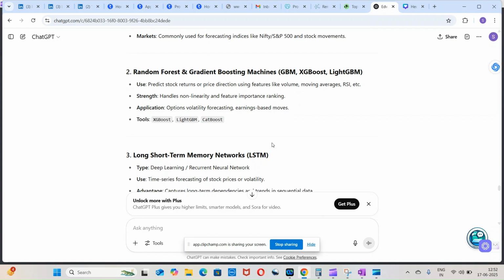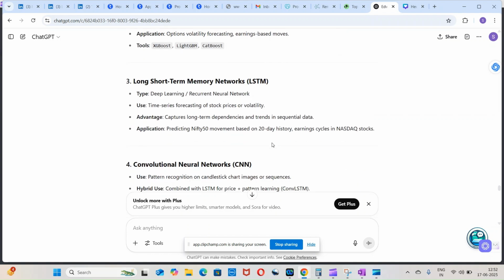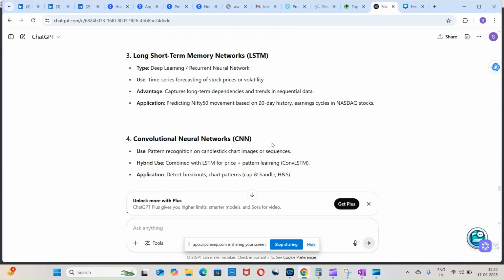These models can be used for long short-term memory networks. So LSTMs are deep learning recurrent neural networks, and these are used for time series forecasting of stock prices or volatility. The advantage of these is they capture long-term dependencies and trends in sequential data, and they are used for predicting Nifty 50 movement based on 20-day history, earnings cycles, etc.